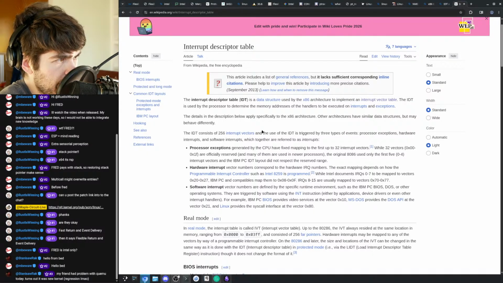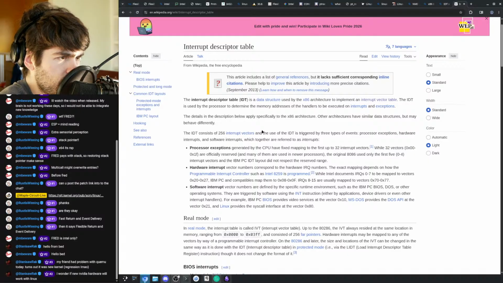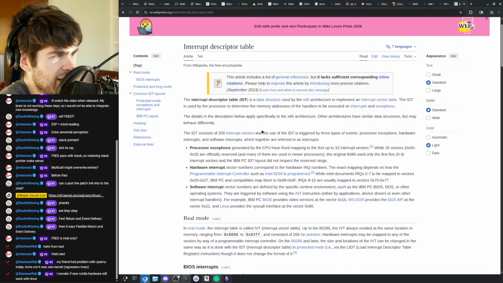Processor exceptions generated by the CPU have a fixed mapping to the first up to what? Oh, okay, it's just shitty wording. Processor exceptions generated by the CPU have a fixed mapping of up to 32 interrupt vectors, while 32 vectors are officially reserved, and many of them are used in newer processors. The original 8086 used only the first 5 interrupt vectors, and the IBM PC IDT layout did not respect the reserved range.